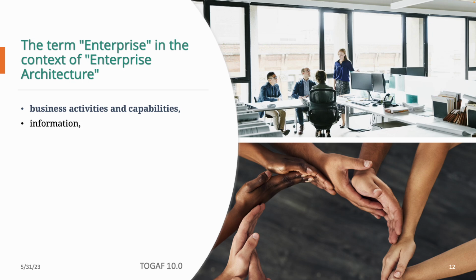Information is another crucial component of the enterprise. It involves the data and knowledge assets that the enterprise collects, stores, processes, and disseminates. Information plays a vital role in decision making, analysis, and overall business operations. The third component is technology, which covers the hardware, software, networks, and infrastructure that support enterprise information systems and enable business operations. Technology helps automate processes, enhance productivity, and enable innovation within the organization.